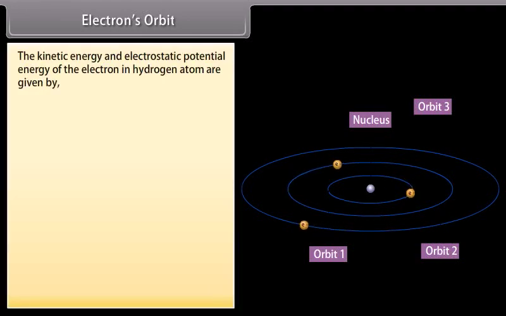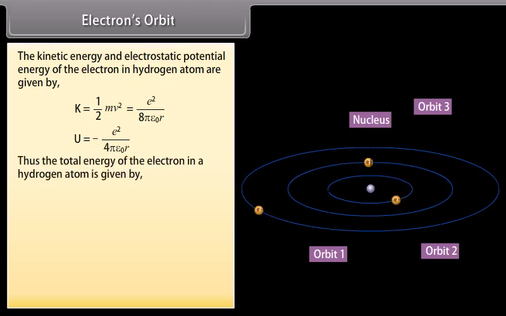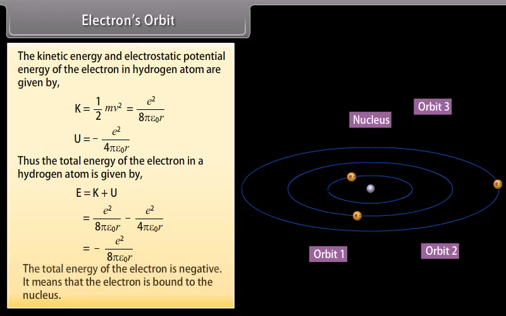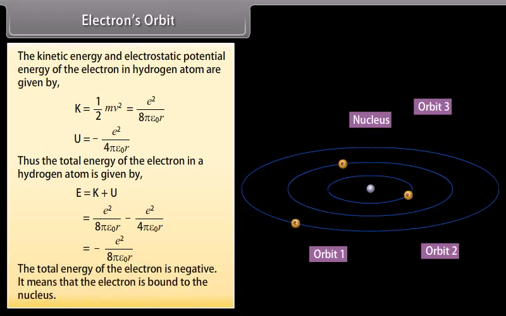The kinetic energy and electrostatic potential energy of the electron in a hydrogen atom are given by K equals 1 upon 2 mv squared, which equals e squared upon 8 pi epsilon naught r, and U is equal to minus e squared upon 4 pi epsilon naught r. Thus, the total energy of the electron in a hydrogen atom is given by E as K plus U, which is equal to minus e squared upon 8 pi epsilon naught r. The total energy of the electron is negative. It means that the electron is bound to the nucleus.